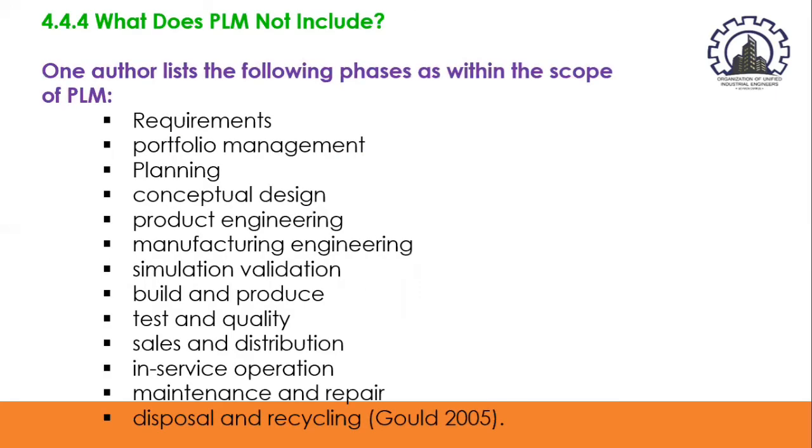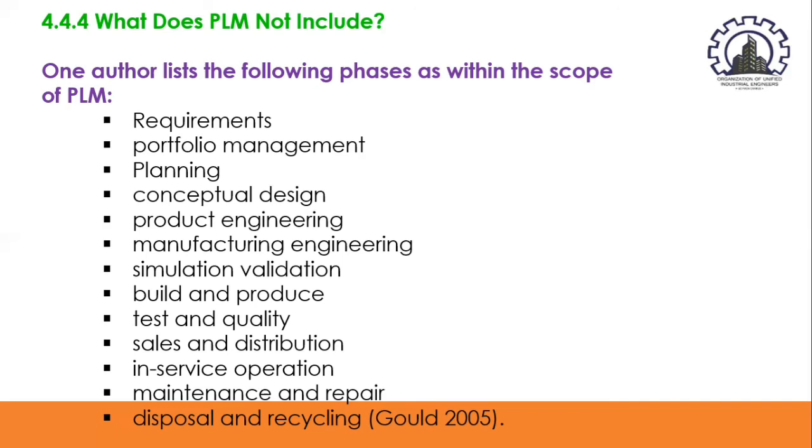So what does PLM not include then? Again, there are things that PLM does not include. One author lists the following phases as within the scope of PLM: requirements, portfolio management, planning, conceptual design, product engineering, manufacturing engineering, simulation validation, build and produce, test and quality, sales and distribution, in-service operation, maintenance and repair, and disposal and recycling. So these are the phases or scope of PLM.